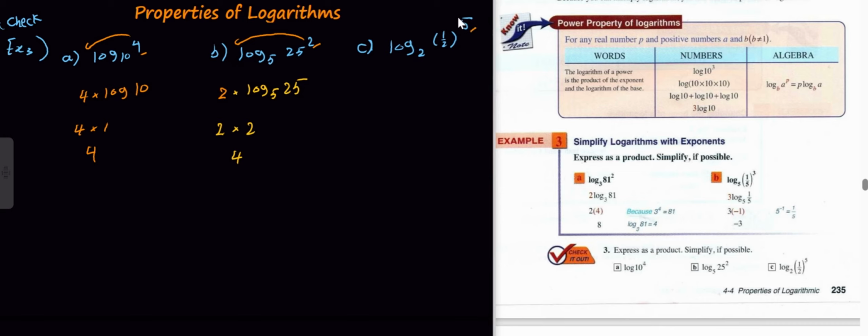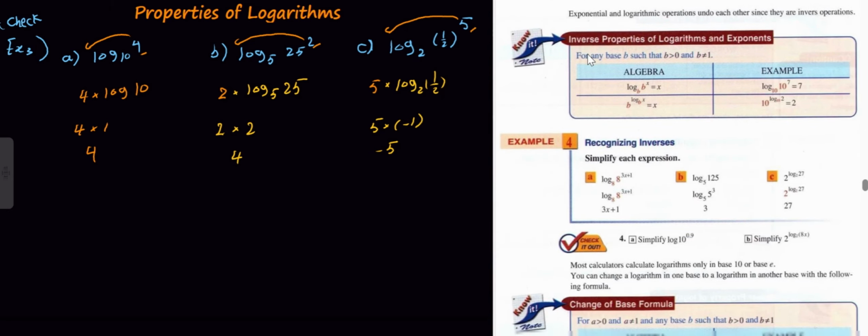We repeat the same steps. Move this 5 in front of the log. It will be 5 multiplied by log 2 of 1 over 2. Here we have 2 and its reciprocal. This log will be -1. So it will be 5 multiplied by -1. 5 multiplied by -1 equals -5. It's very easy to solve logarithms when we know the properties.